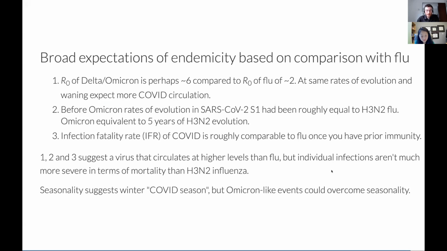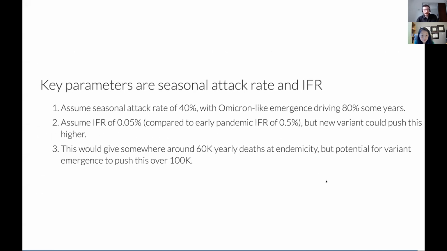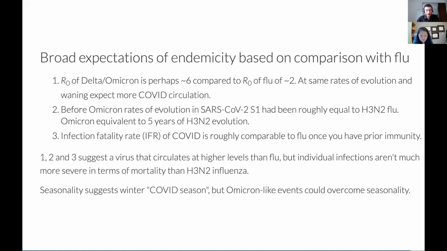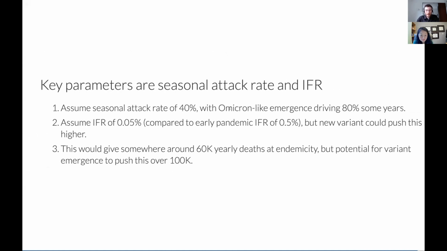So I imagine, things could change, but I imagine endemic COVID to be a little like seasonal flu. We have a lot of cases, a lot of infections every year, but deaths resulting from infection are rare. But because there are just so many infections, we'll still have a fair number of deaths each winter due to this COVID season. If we had to make some super hand-wavy guesses here, I would guess a seasonal attack rate of 40%. Seasonal influenza attack rate is usually thought to be 10 or 20%, so I'm adjusting this upwards due to R naught and the rate of antigenic drift. And an Omicron-like emergence event could easily push this to 80% if that occurred.